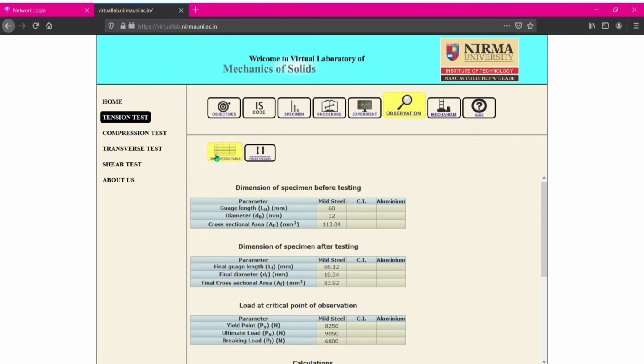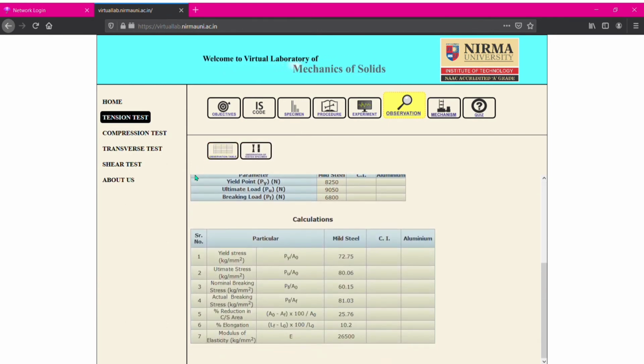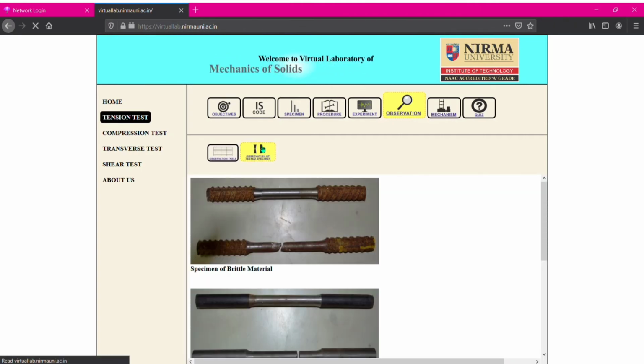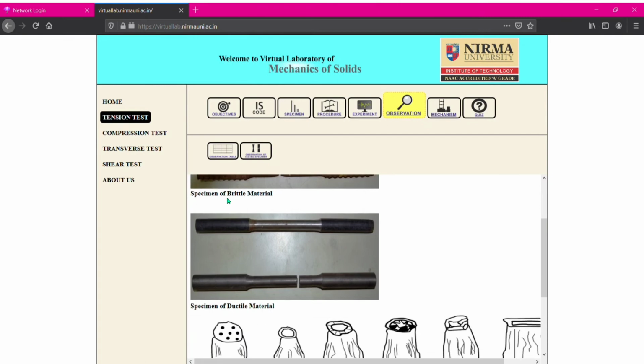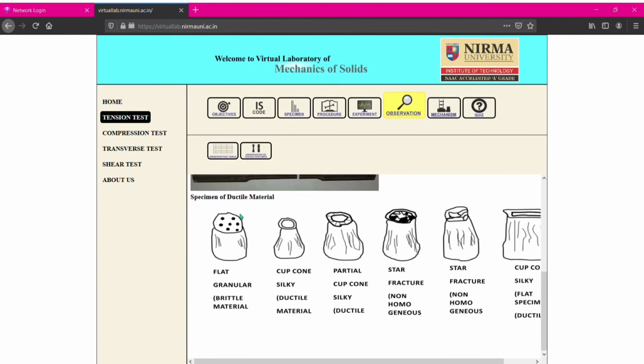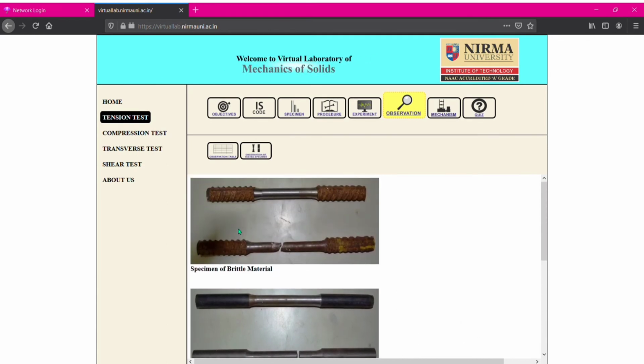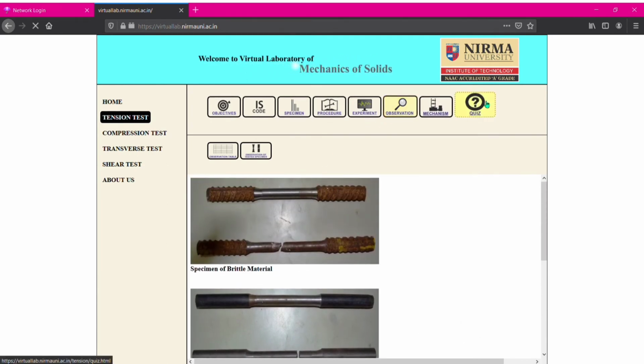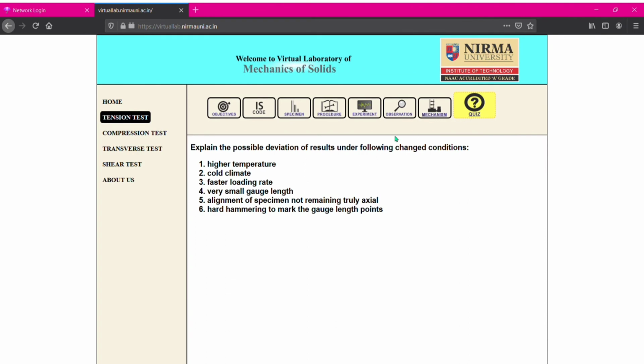So now that we have understood how it fails and what it takes to fail, these are the observation tables, and this is a brittle material before and after the failure. This is the ductile material before and after the failure. Real photographs from the laboratory. And now, as always, we have some questions for you. Answer at your own pace and time and interest. We are not going to ask you for the answers.